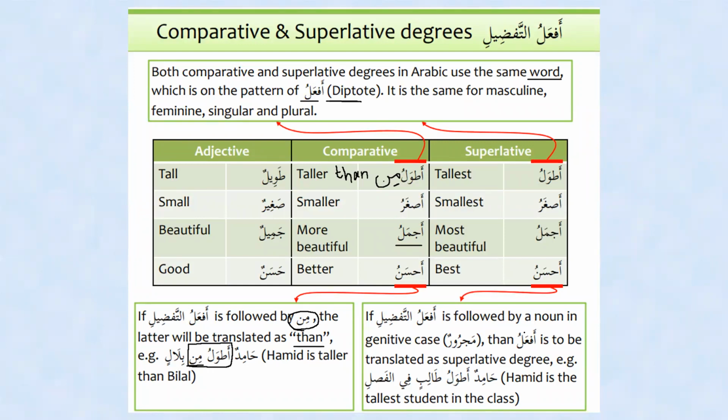And if af'alu tafdeel is followed by a noun in genitive case, that means when the noun is majroor after it, then af'alu is to be translated as superlative degree. For example, we say Hamidun atwalu talibin fil fasli. Hamid is the tallest student in the class. So the difference is, after the pattern of af'alu, when we have min, we are using it for comparative, and when we have a noun which is majroor or in the genitive case, then it will give the meaning of the superlative. Hamidun atwalu talibin fil fasli. Hamid is the tallest student in the class.